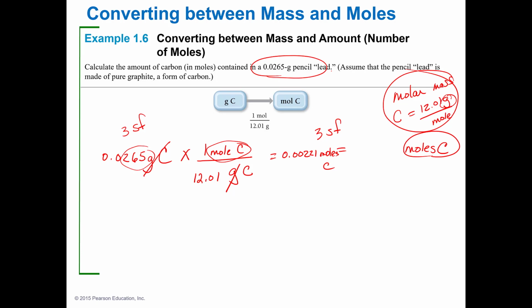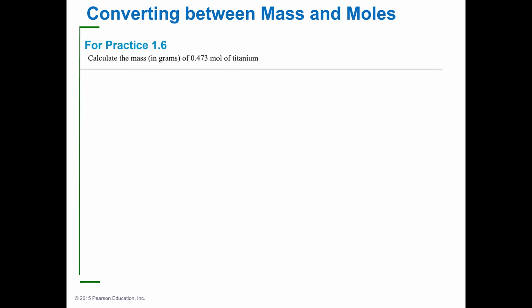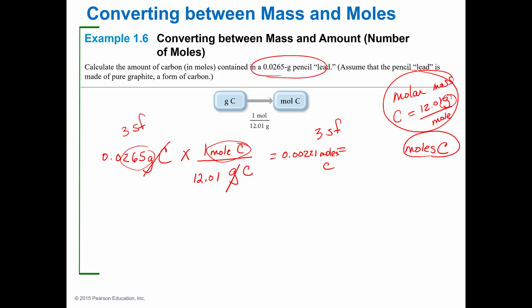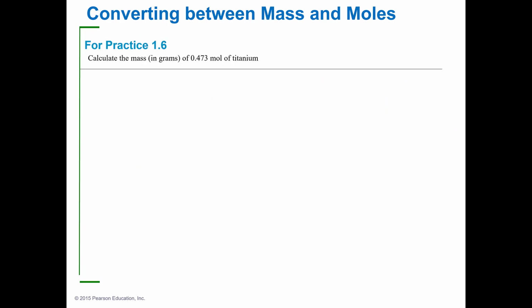Whenever you go from grams to moles, moles to grams, you use the molar mass of that specific element. Because if I was doing nitrogen, I'd be using around 14 grams per mole because that's the molar mass of nitrogen. So there's a practice problem for you to do that with titanium. Titanium is Ti.